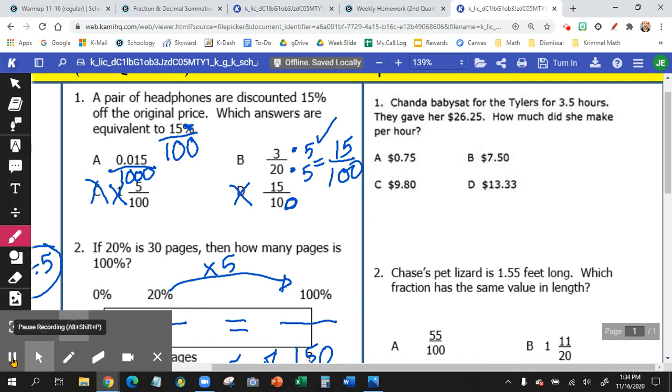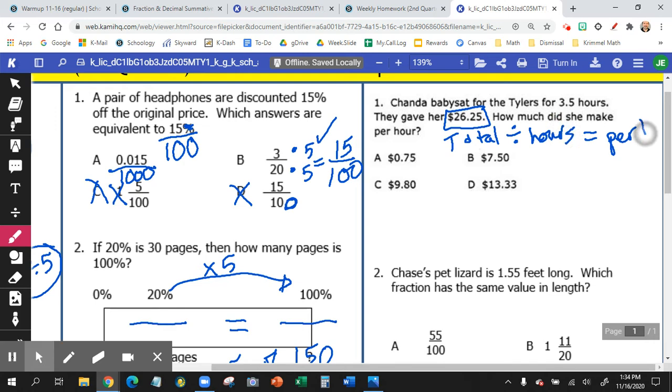So Chanda babysat for the Tylers for 3.5 hours. They gave her $26.25. How much money did she make per hour? So they gave her a total of $26.25. So that's our total. And it's asking for the number of per hours. So in order to take the total and separate it equally into hours, we need to divide the total by the number of hours to give you per hour. So we have a dividing decimal question here.